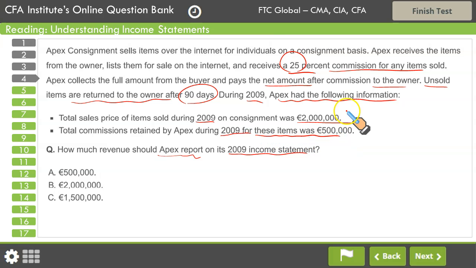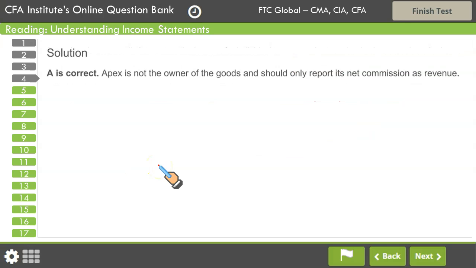Let's verify this number. If this is the sales value, 25% is the commission. So 25% of 2 million is 500,000 euros. So he was right in deducting this amount as his commission, and this is what he will report as his revenue. So that makes A the correct option. Next.